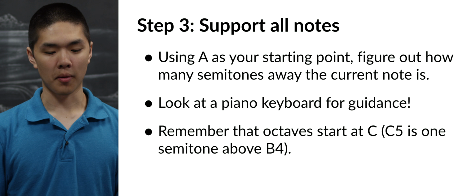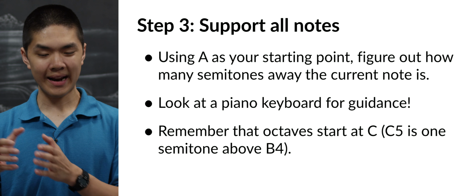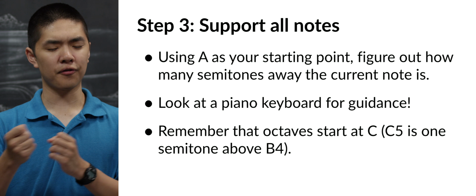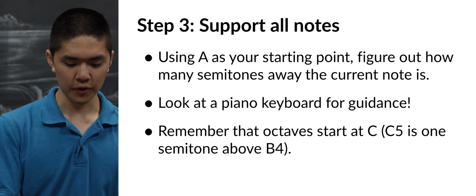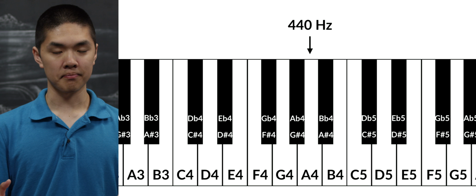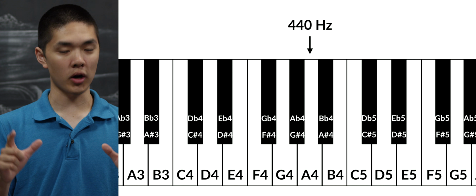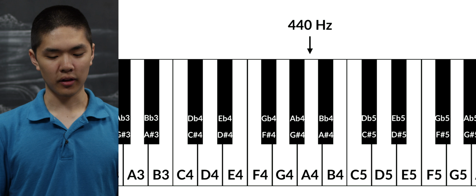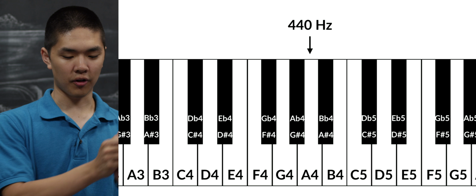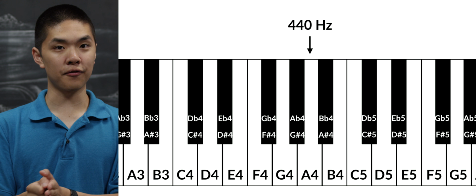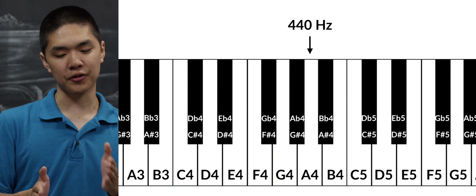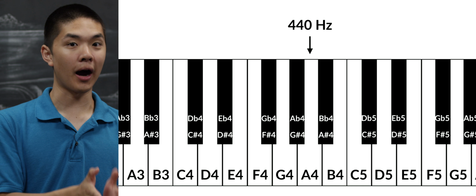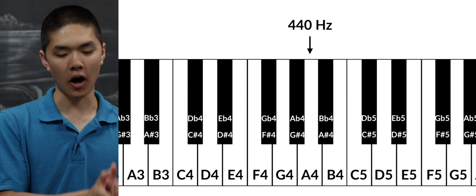An important thing to remember is that octaves start at C. In other words, C5 is one semitone above B4. This becomes clear if you take a look at a picture of the piano that represents all of the different notes and what octaves they belong to, where you'll notice that the fourth octave ranges from C4 all the way up to B4, but as soon as we move from B4 to the note one semitone after that, we arrive at C5, which is the beginning of the fifth octave.